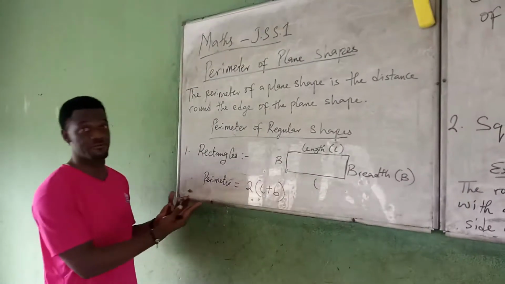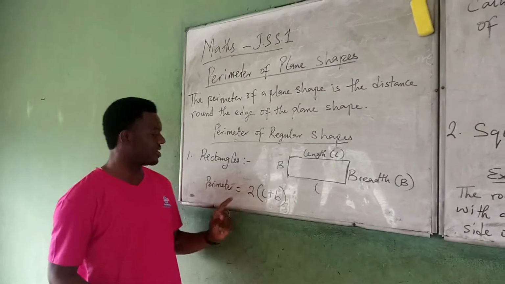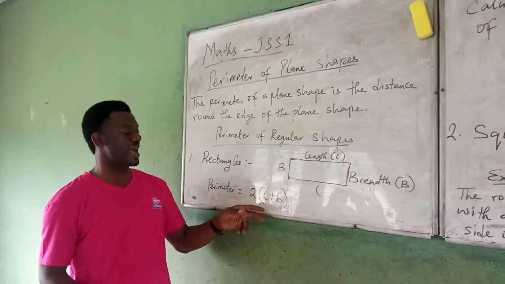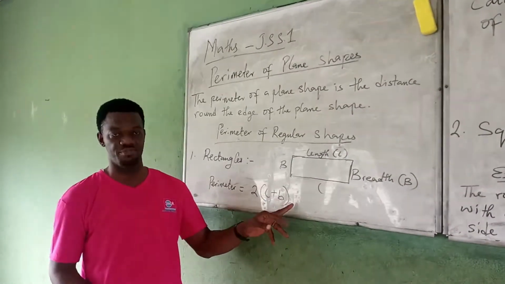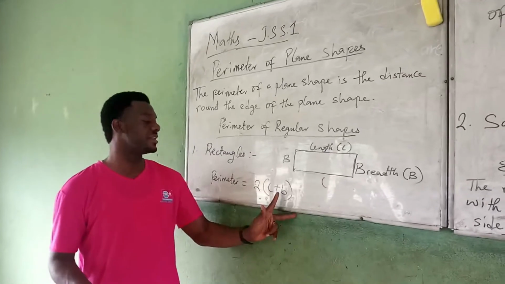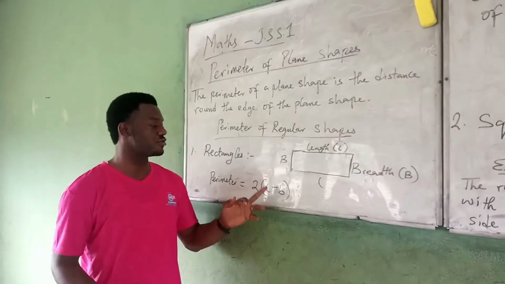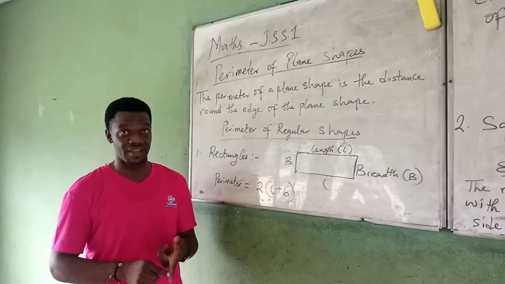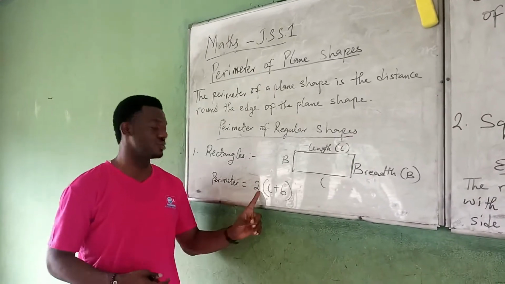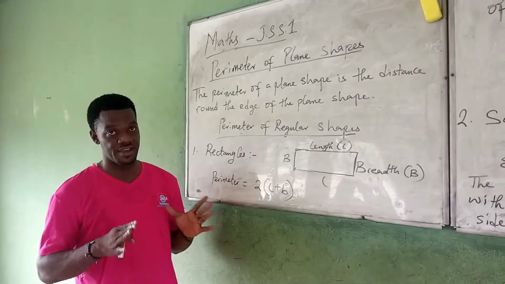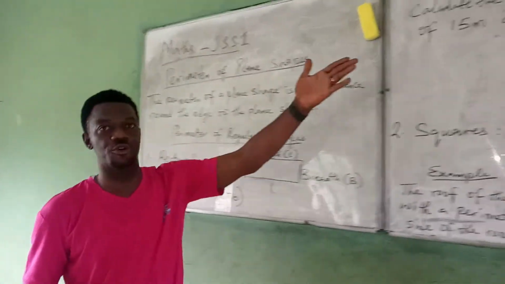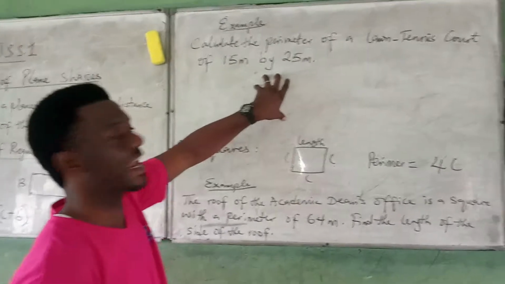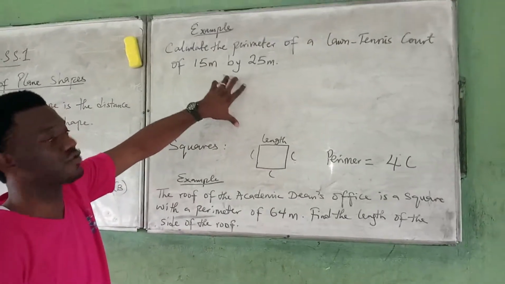There is a formula for it. The formula in mathematics is 2 bracket L plus B. This L stands for length. This B stands for breadth. So once you know the length and the breadth, you add up the length and the breadth, and multiply by 2. That is the perimeter of a rectangle. So we are going to work an example to prove our point.